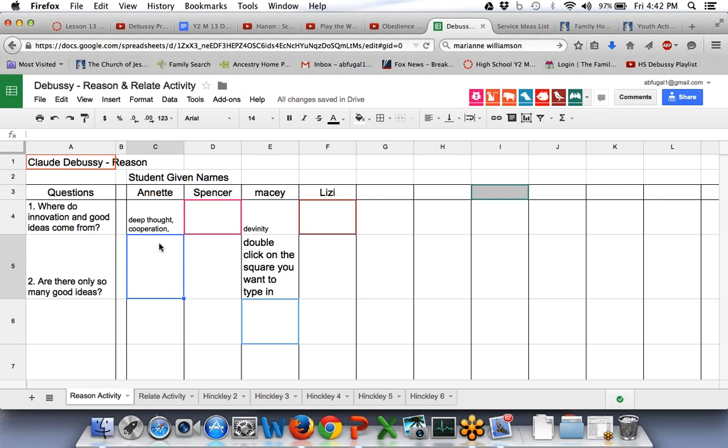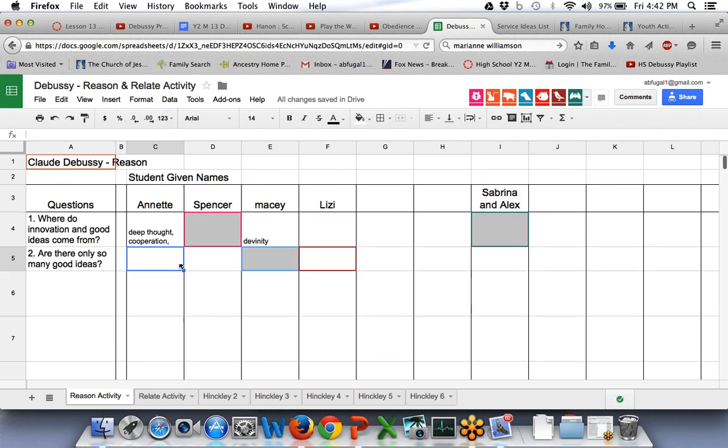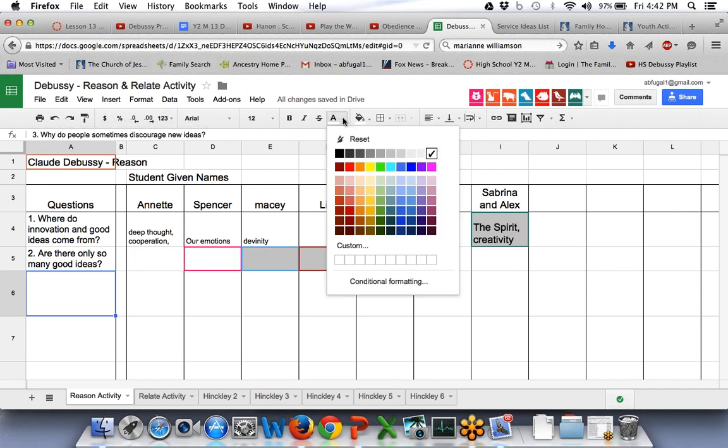Double click on the square you want to type in. Okay, that's a good suggestion for someone. Are there only so many good ideas? I think the people in Debussy's school thought so. They thought that maybe they had already come up with all the good ideas that there are. Keep trying and answer as many of these questions as you can.